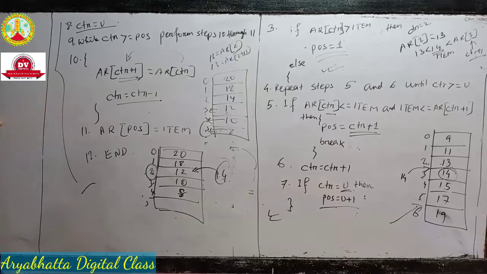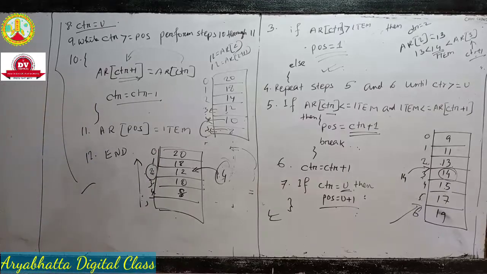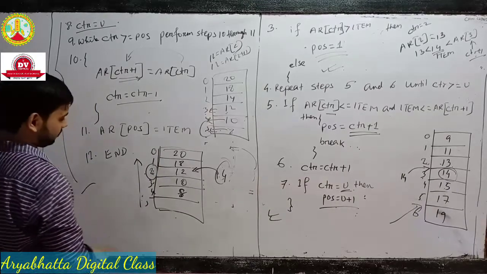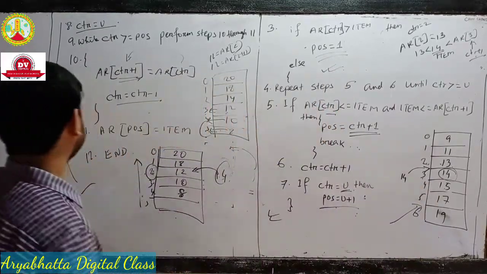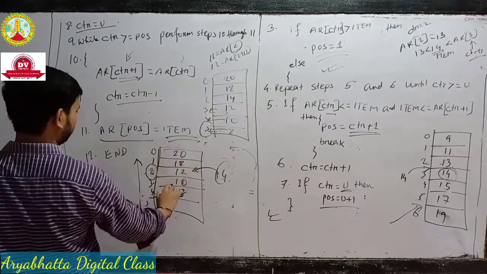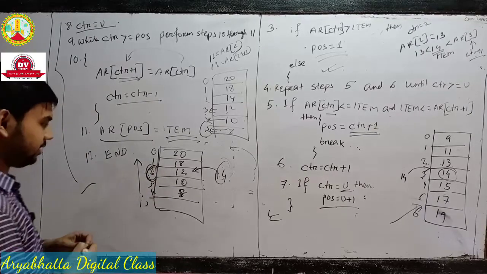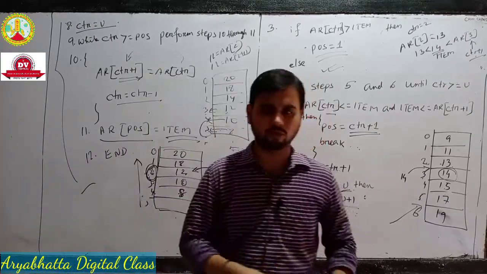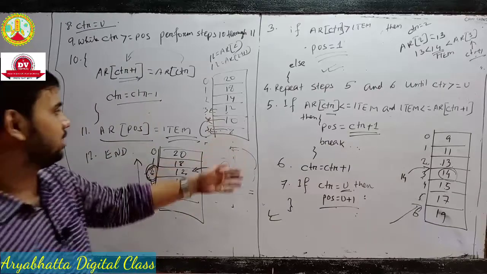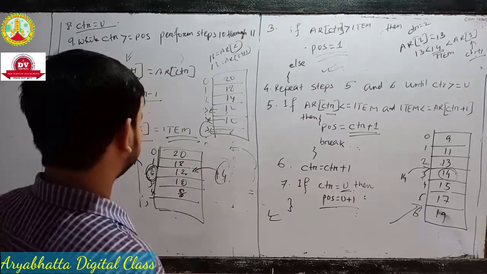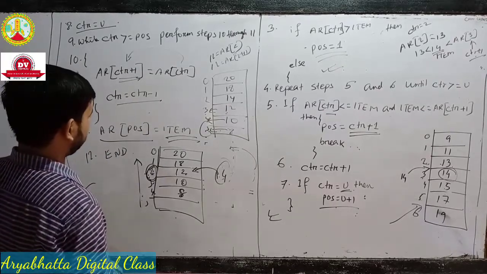CTR equals CTR minus 1, which means the loop is decremented. In the ascending case, it will be incremented. And at the required position, the item will be stored. Here the item will be stored at position 2. So, first comes the overflow condition; second, insertion at the first position; third, the middle; and fourth, the descending case. Right? Okay.